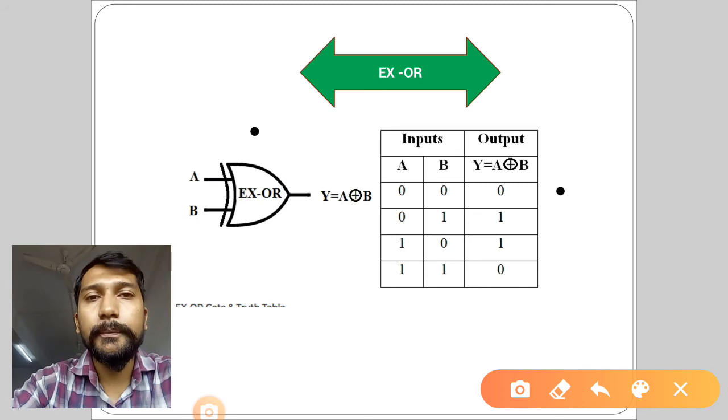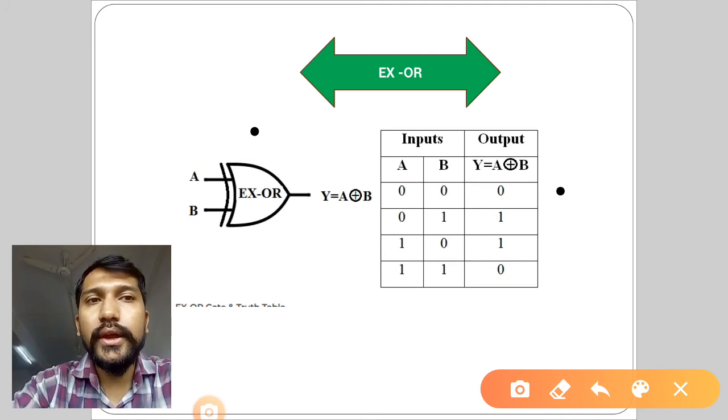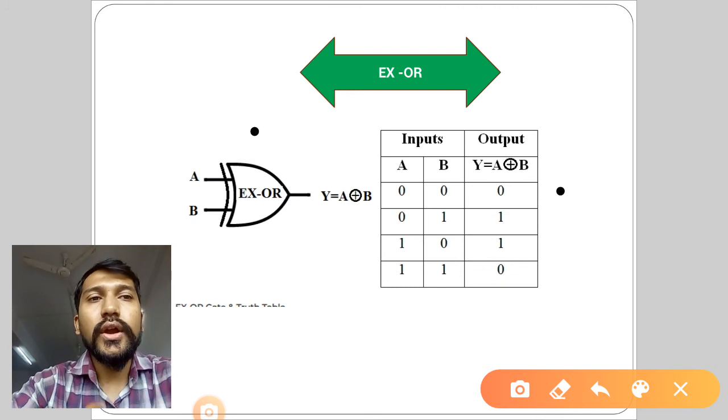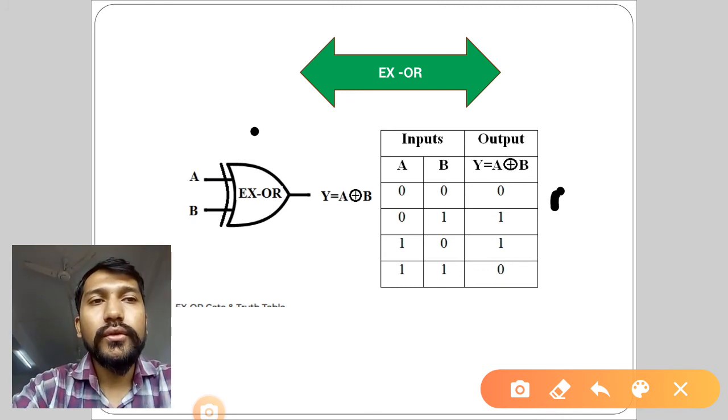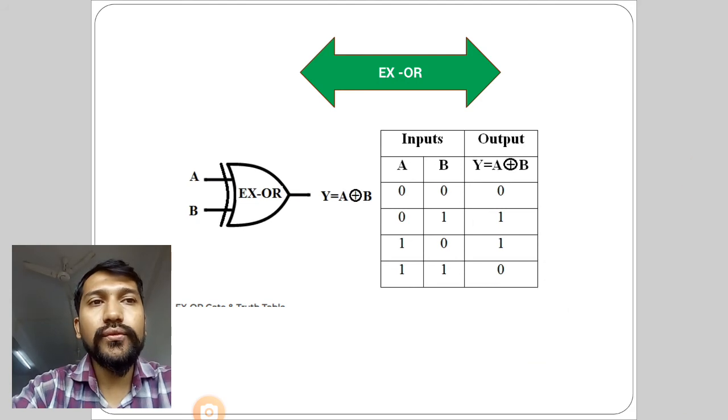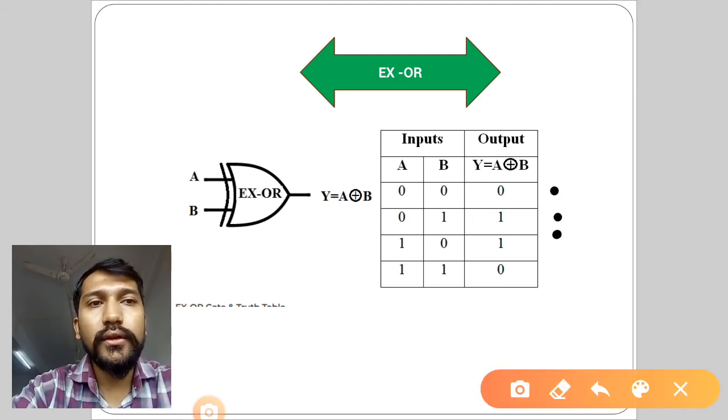Now how to remember the truth table of XOR gate? Remember the statement which I am going to repeat. Listen to it properly. The output of XOR gate is always high when both the inputs are different. So how many conditions will I have? 1, 2, 3, 4. 4 conditions.